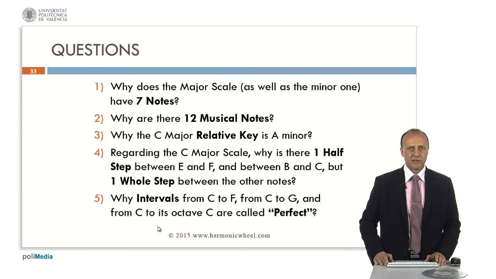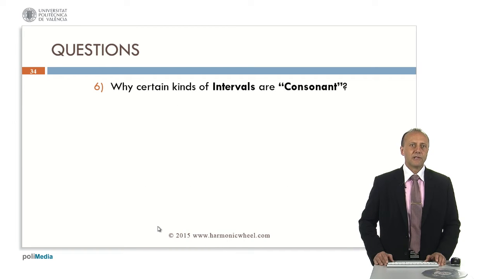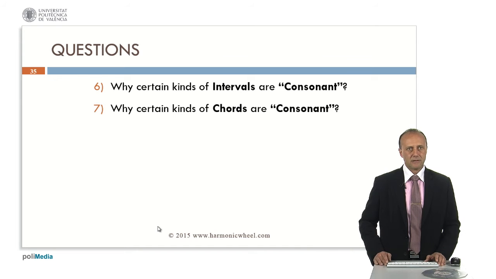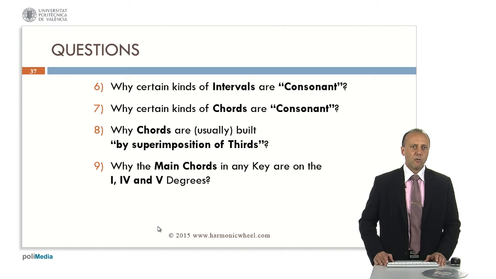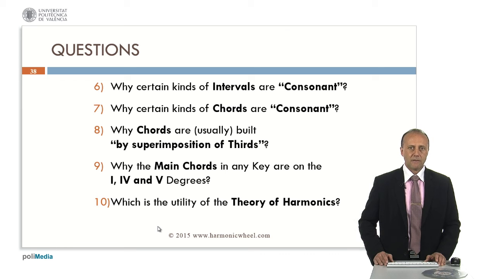Why are intervals from C to F, from C to G, and from C to its octave C called perfect? Why are certain kinds of intervals consonant? Why are certain kinds of chords consonant? Why are chords usually built by superimposition of thirds? Why are the main chords in any key on the first, fourth, and fifth degrees and no other ones? What is the utility of the theory of harmonics? I will answer these questions in other presentations.